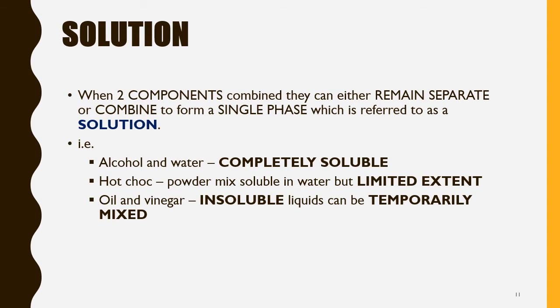When two components are combined together, they can either remain separated or combine to form a single phase, which is referred to as a solution. For example, we have alcohol and water. Both of these are completely soluble. You cannot differentiate which one is alcohol and which one is water once it is completely soluble.